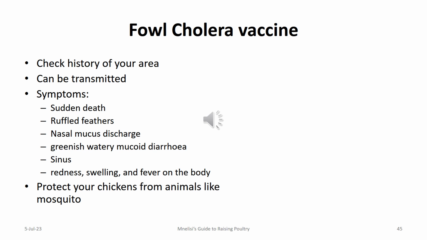Fowl Cholera. You need to check the history of your area on this disease. It's a transmitted disease. The symptoms are as follows: sudden death, ruffled feathers, nasal mucus discharge, greenish watery diarrhea, sinus redness, swelling, and fever on the body. You need to protect your chickens from mosquitoes.